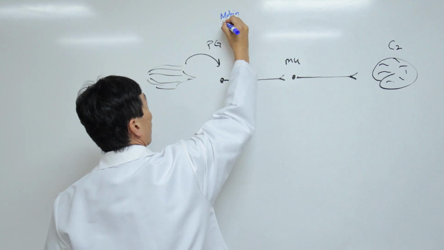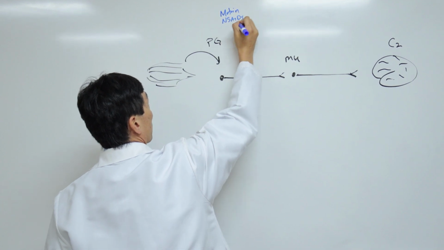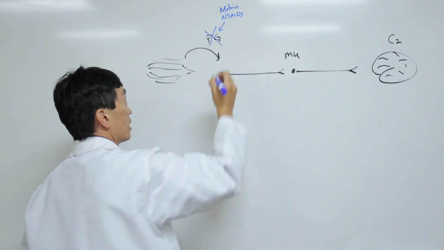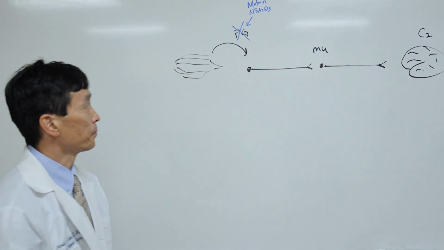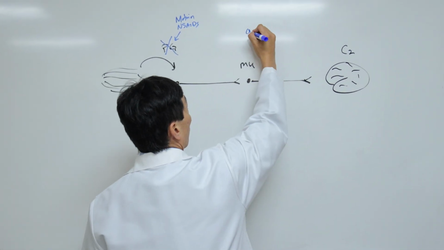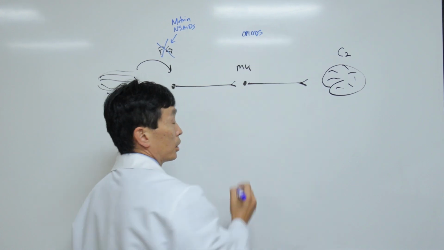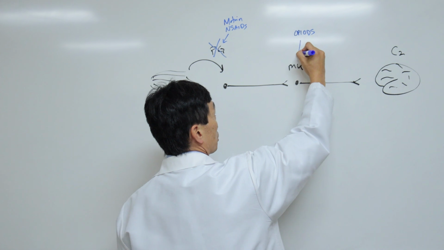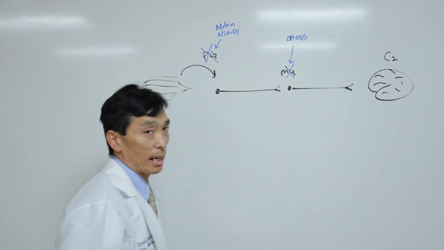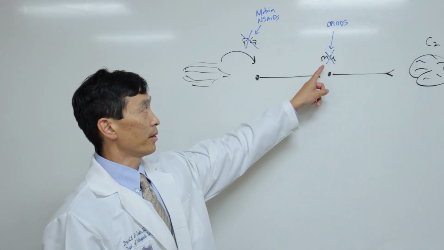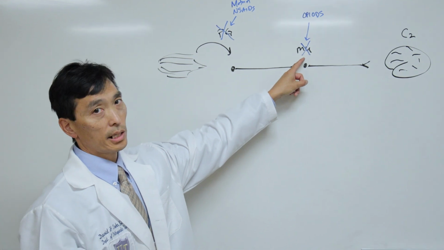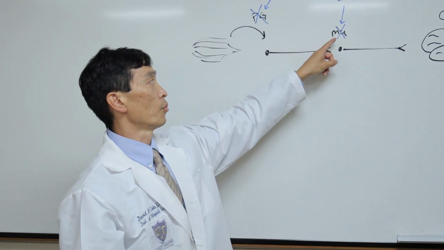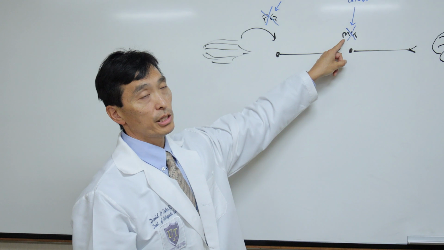Motrin or other non-steroidal anti-inflammatories will act to knock out the prostaglandins. Opioids, such as Norco or Percocet, will act to knock out the mu receptors. But what's important to know about this is this happens only on a temporary basis. It's through a mechanism called competitive inhibition.